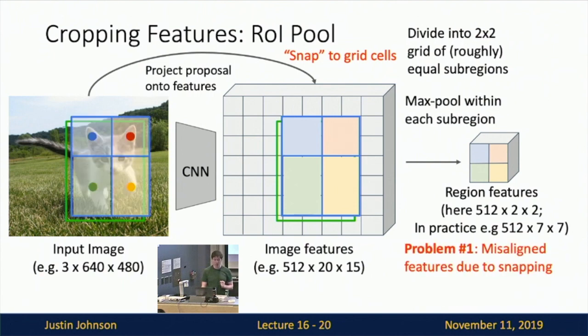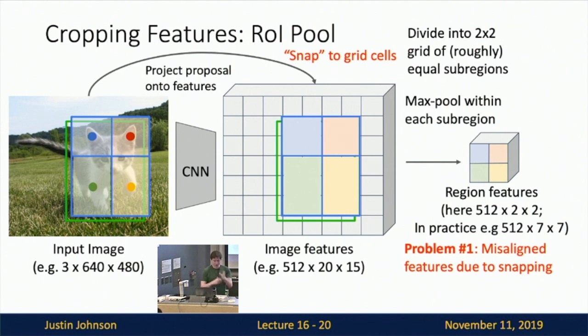But there's actually a couple of problems with the ROI pool operator. One is that these features are actually misaligned due to all the snapping. There are two ways in which we're snapping onto the grid cells in ROI pool. One is that we take the whole region proposal and snap it onto grid cells. The other is that we divide up the region proposal and then snap the subdivided regions also onto grid cells. Because of these two bits of snapping, we end up with some misalignment in the features computed by this ROI pool operation.